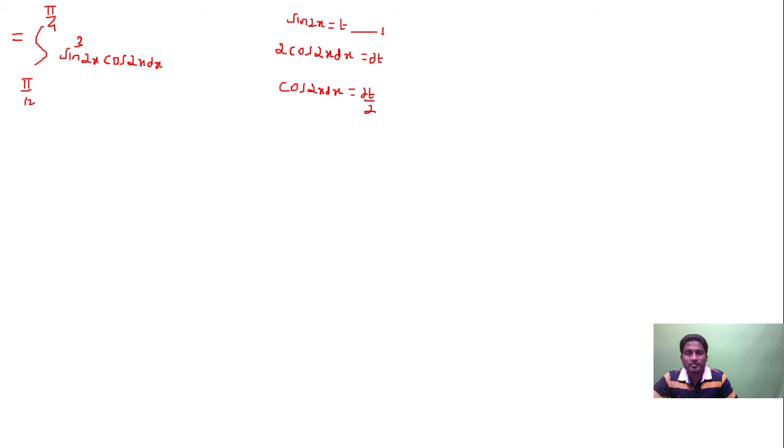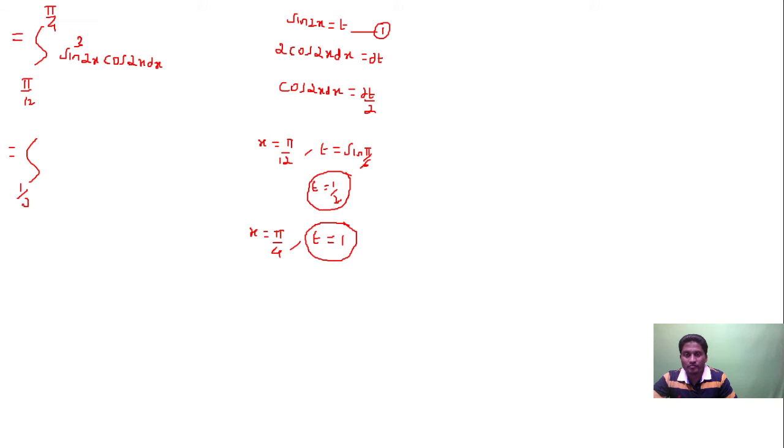Okay, call equation 1. If x is equal to pi by 12, t is equal to sine of pi by 6. Okay, sine 30 is half, so t equal to half. And when x is equal to pi by 4, t is equal to sine of pi by 2, that is equal to 1. So this becomes integration of 1 by 2 to 1. Okay, this is t cube.